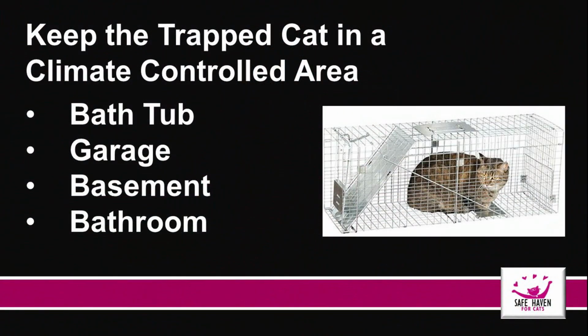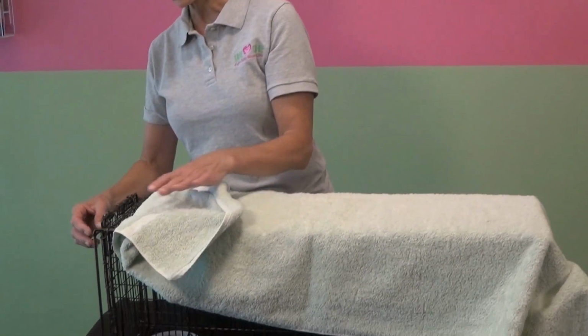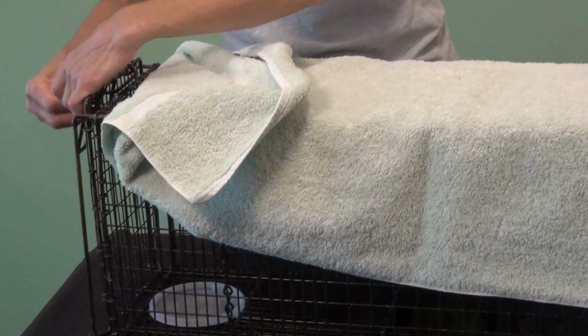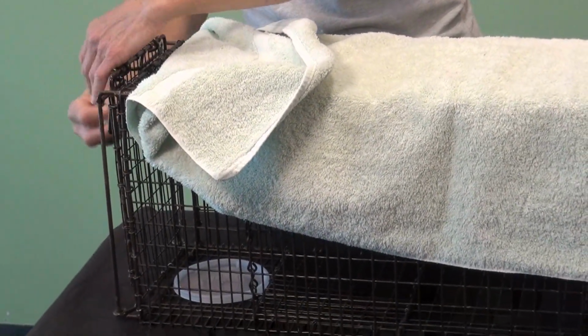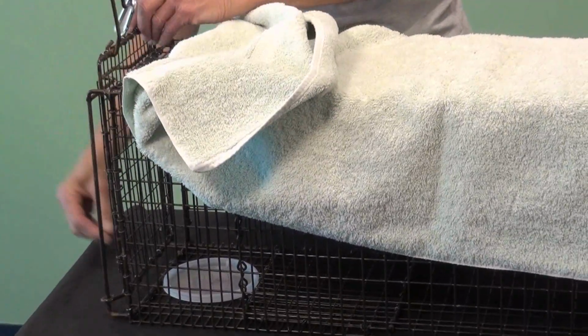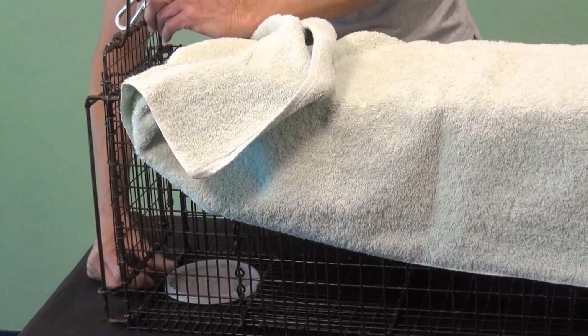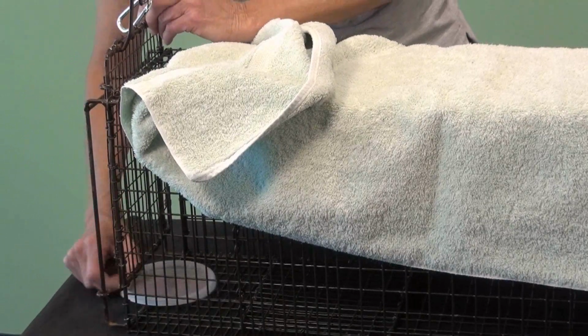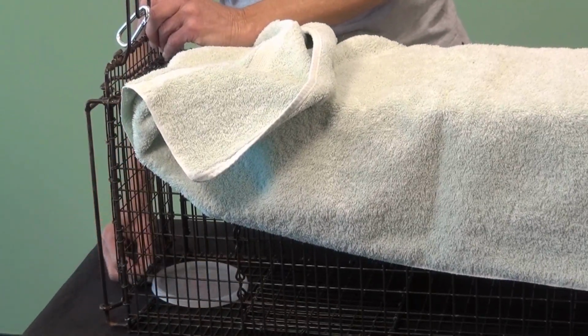And I want to keep this trap in a climate-controlled area. Some people use a bathtub, which is great because it's easy to clean, a garage, a basement, a bathroom, any extra room that's quiet and cool. So what I'm going to do is to provide food over the next few days. I'm going to very carefully slip food in through a very small space, maybe 1/4 of an inch, and just slip in food.